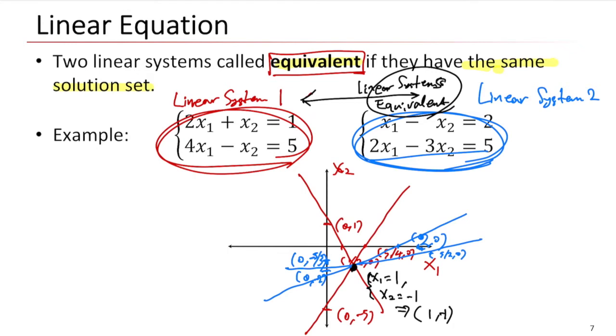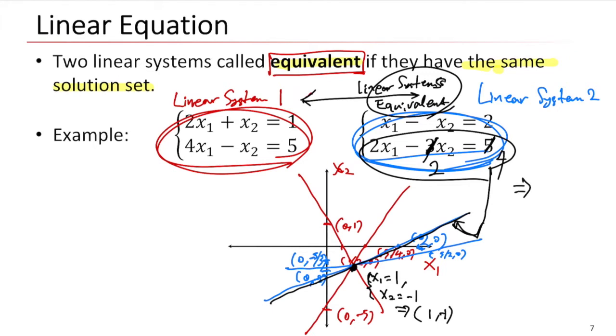Then what about this? When this coefficient is 2 and this coefficient is 4, in this case, this line will be exactly the same as this one. So this linear system can have infinitely many solutions.